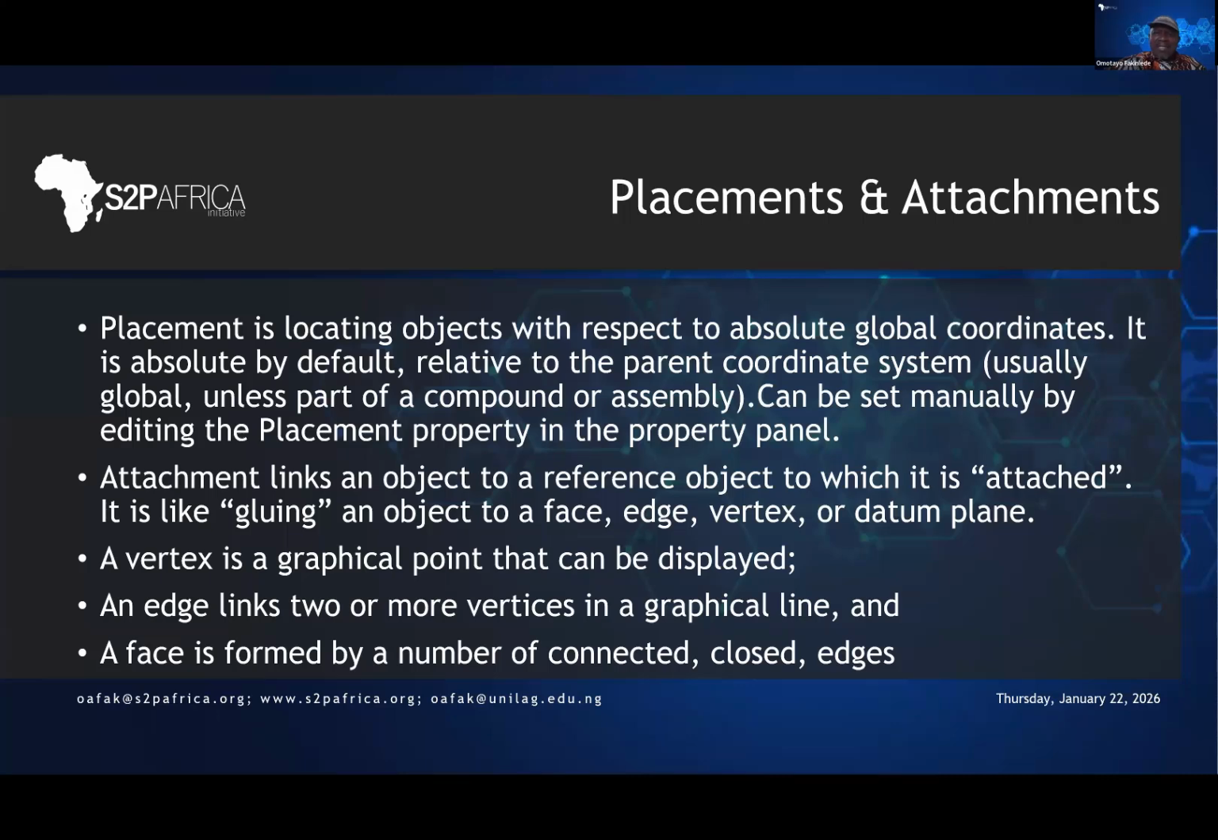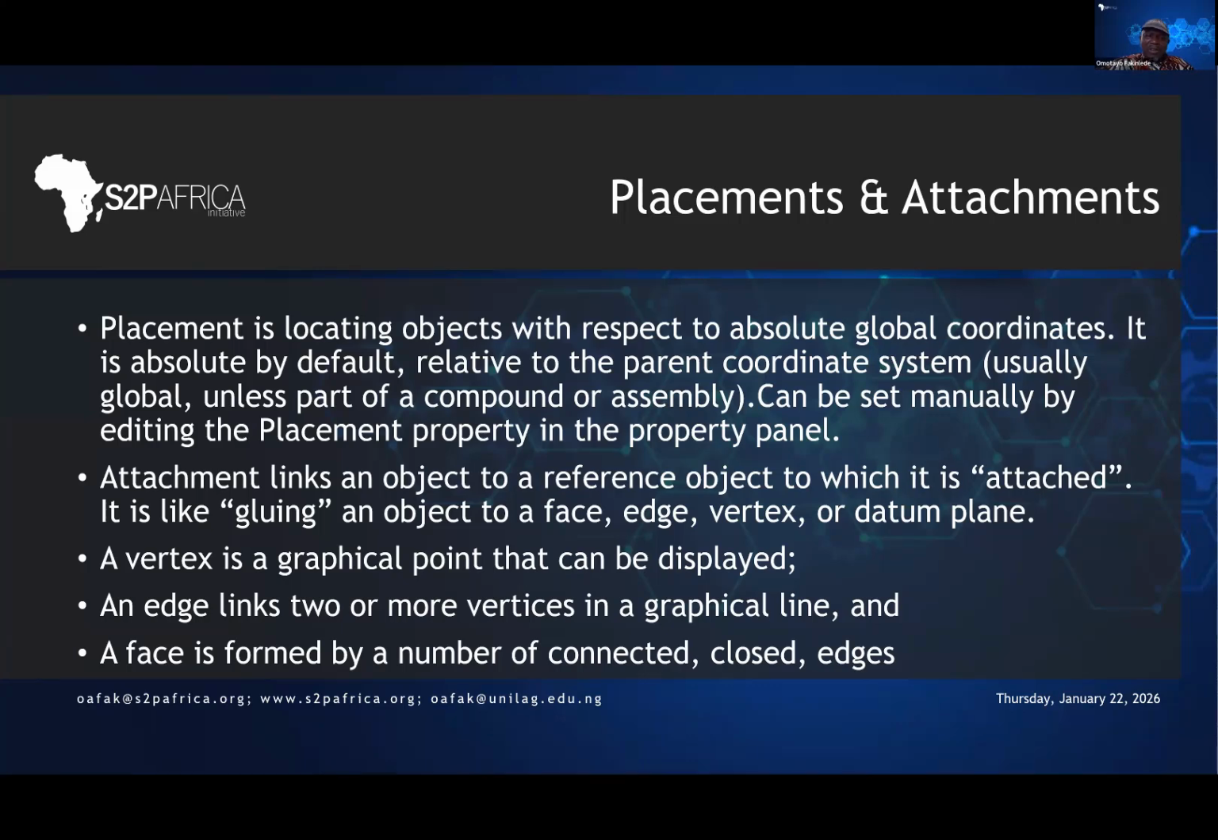Now we get to placements and attachments. As we said before, placement is locating objects with respect to the absolute global coordinates. It is absolute by default relative to the parent coordinate system, usually global, unless part of a compound or assembly. It can be set manually by editing the placement property in the property panel. For any setup you have, there's a property panel, and you can set the placement of anything by giving it a translation from the origin and a rotation where it has reached the place. That is how you do it.